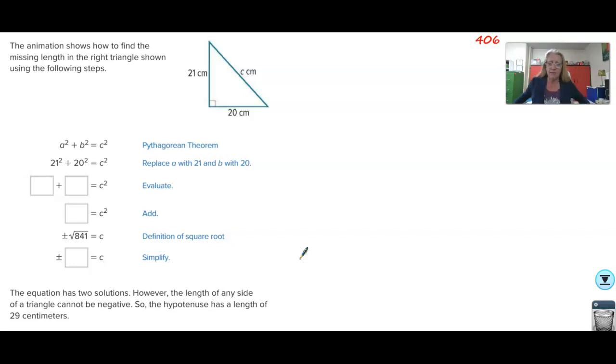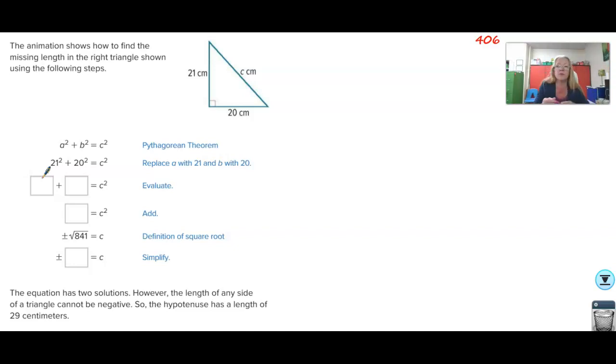They have an animation that I can't show on here, but it shows how to find the missing length of the hypotenuse. You see, this is one where you have the legs, but you're missing the hypotenuse. So they have taken the two measures of the legs and put them in for A and B. Remember, it doesn't matter which order you put them in. All right, right away we need to know what 21 squared is. I guess I need a calculator.